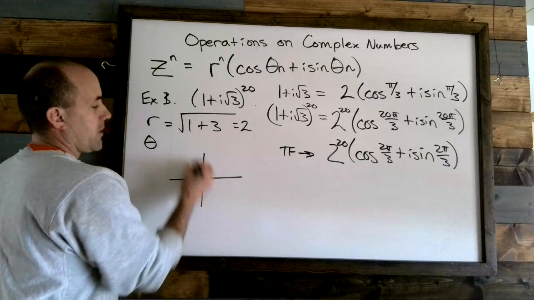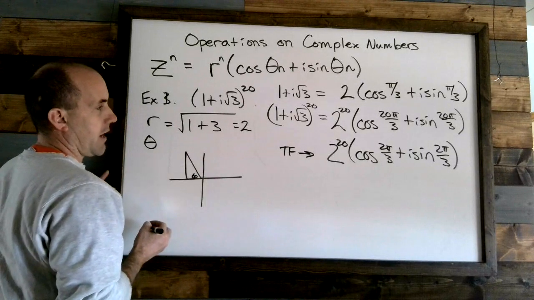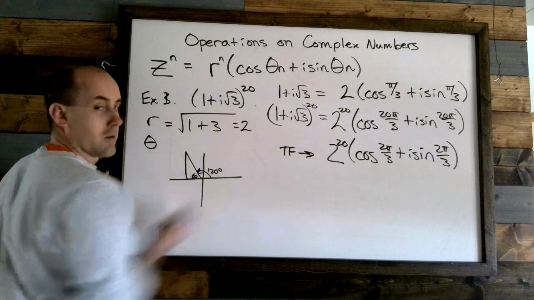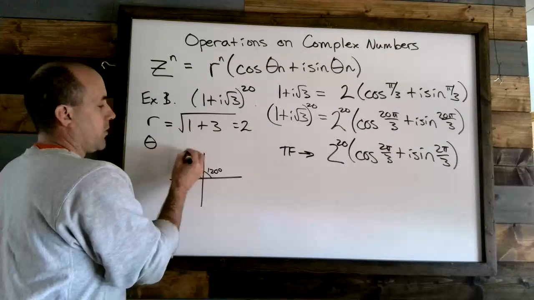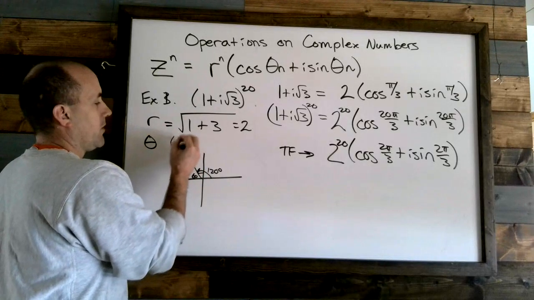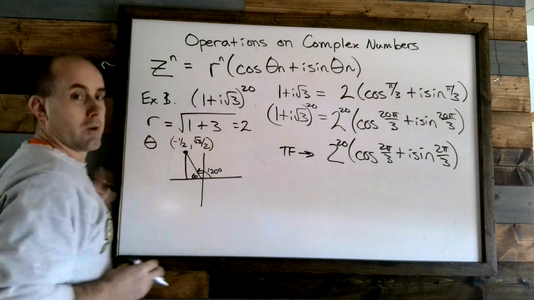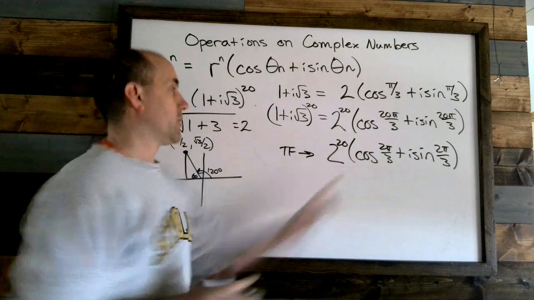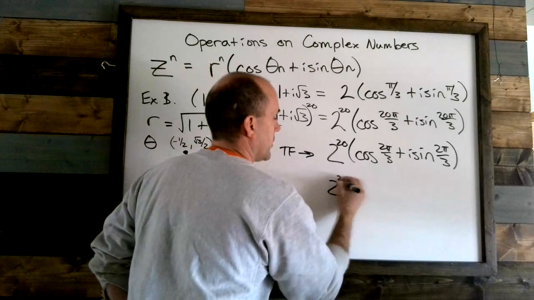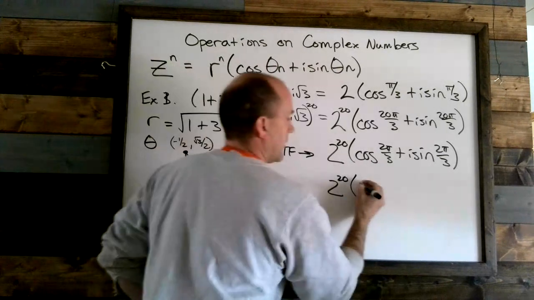2 pi over 3 places you here. It's a 60-degree angle. On this side, 2 pi over 3, it's 120 degrees. And so this coordinate is negative 1/2, root 3 over 2. So the cosine of 2 pi over 3, as I work to put this into complex form, I have 2 to the 20th times negative 1/2.